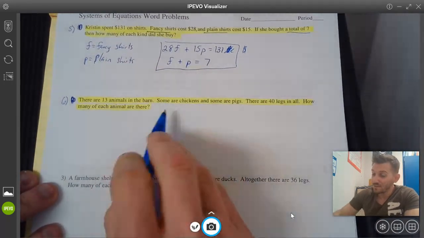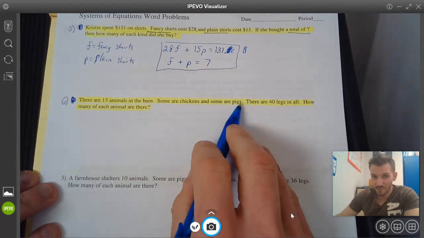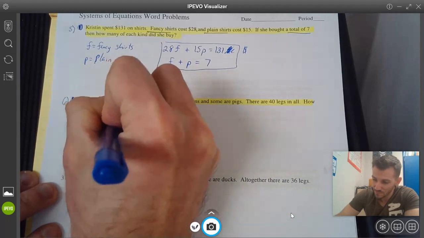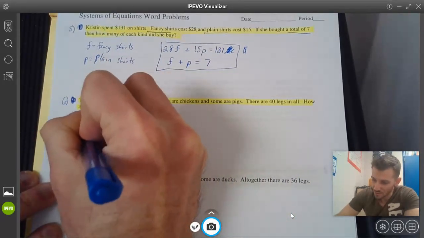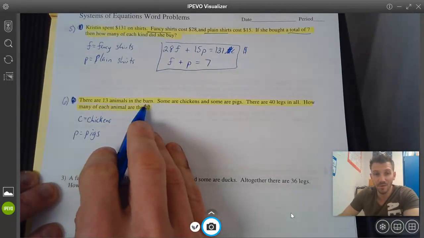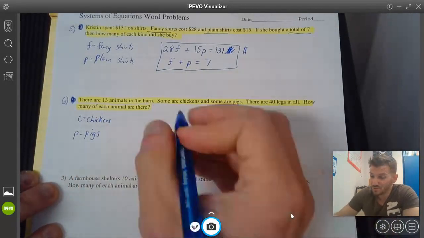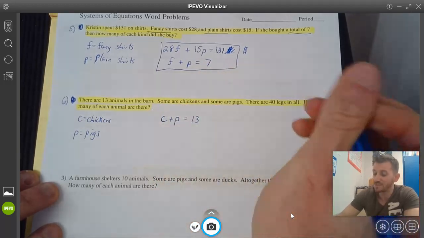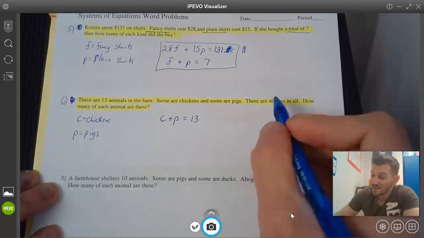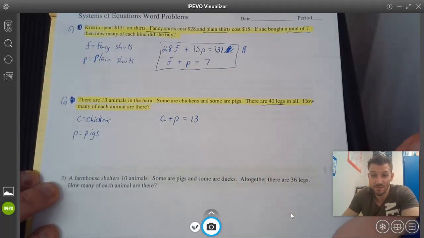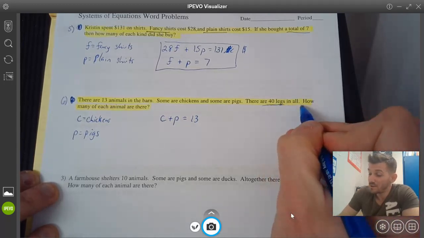All right. There's chickens and there's pigs. So C is going to be our chickens. P is going to be our pigs. There's 13 animals in the barn. 13 total. So my chickens plus my pigs equals 13. Here's the fun part. There's 40 legs in all. First of all, I don't know who counts legs instead of animals, but that's a whole other story. There's 40 legs in all.